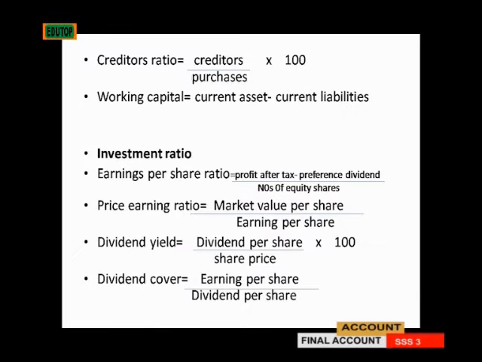Now we have the creditors ratio, which is associated with purchases. When you purchase, that means you are having creditors, which are the people that you are owing at the end of the day. You times it by 100, then you represent your answer in percentage.